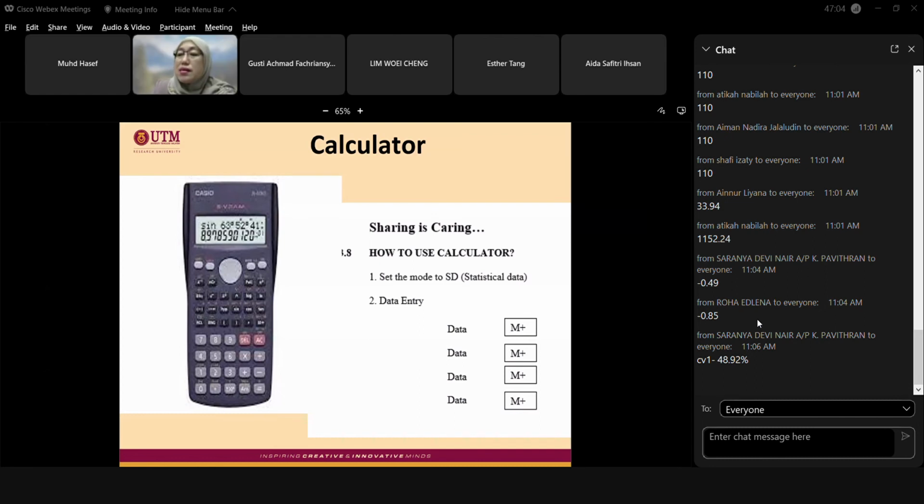Calculator. Who has one? Okay, Ihsan doesn't have one. Right, who else? Aiman? Okay, Afkar. Okay, who else? Tariq.